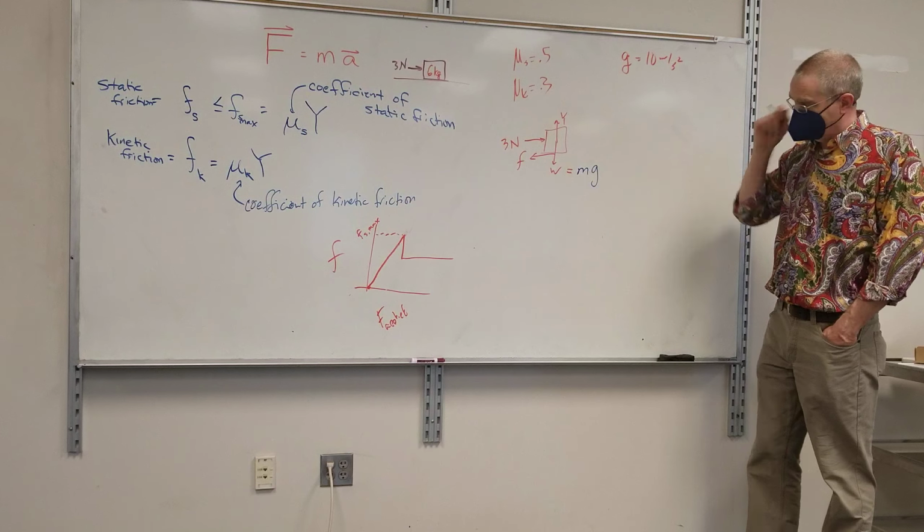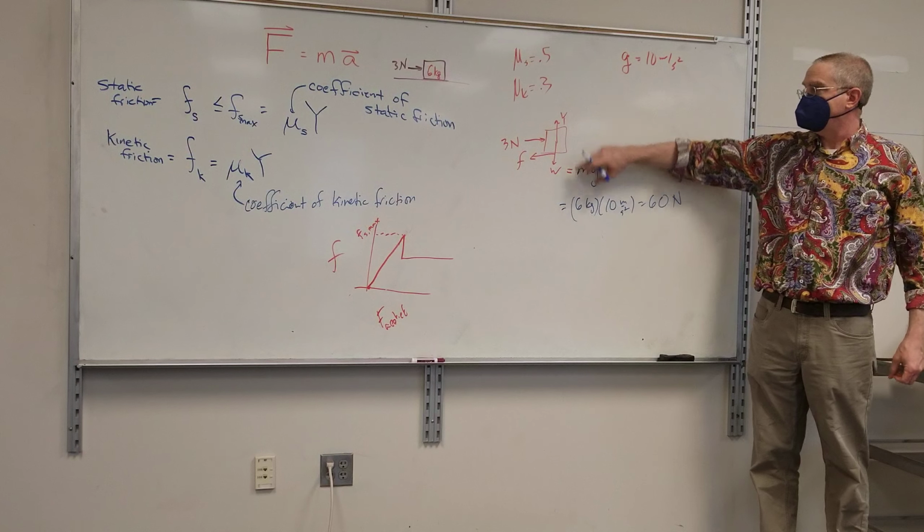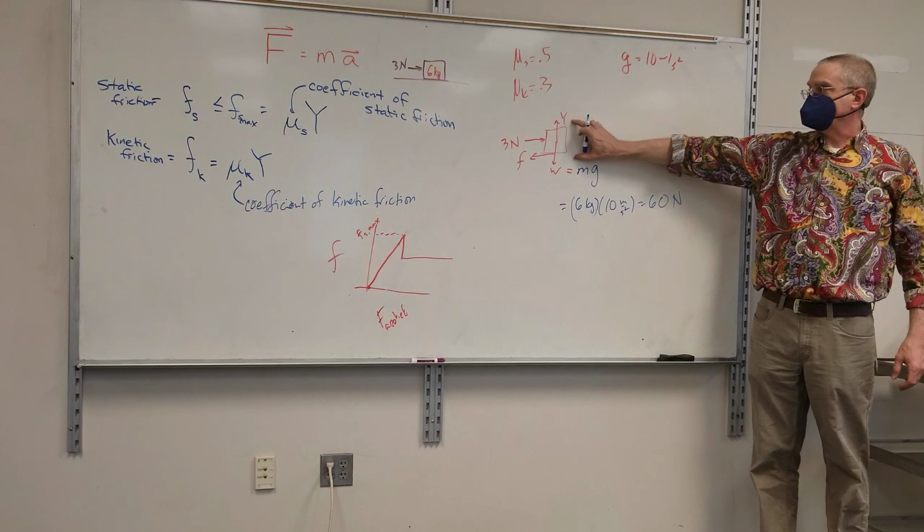60 newtons? There we go, yes. The box isn't coming off the ground or going into the ground, it's staying in, I guess, vertical static equilibrium. It's not moving up or down at all. Those are going to stay balanced, so this also has to be 60 newtons.